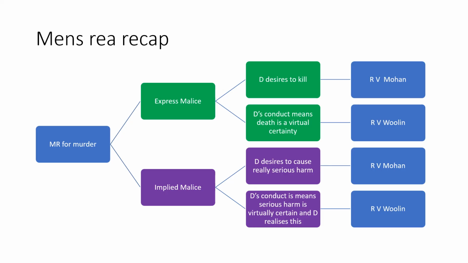Now just a little recap about mens rea. So we can go down a few different routes, can't we? This is a different version, a different kind of layout, but ultimately what we do have is the mens rea for murder, and we can go for express malice, which is the intent to kill, and then consider, is it direct intent, i.e. desires to kill, or oblique intent, in which the defendant's conduct means death is a virtual certainty and he realises it. Or we could go down the implied malice route and consider, in that scenario, does the defendant possess the intention to cause serious harm only rather than to kill? And then again we've got direct intent for that or oblique intent for that, and some key cases to illustrate the points.